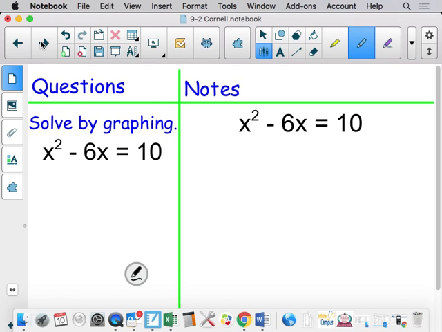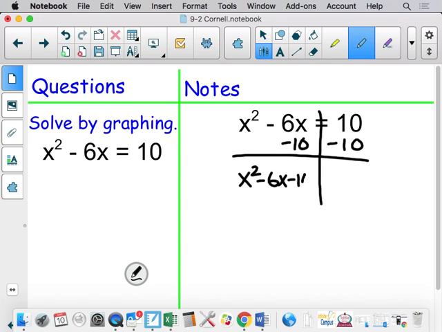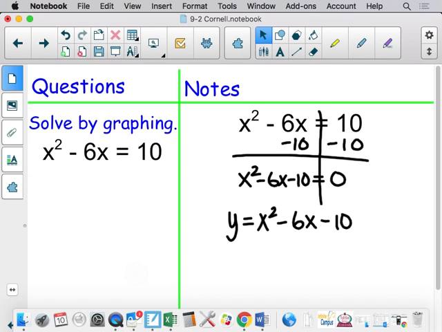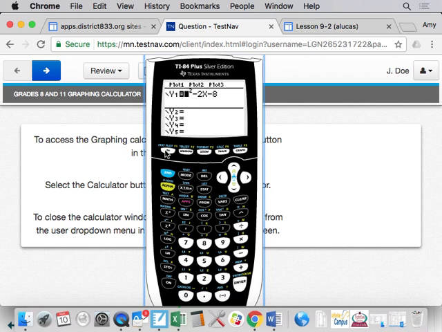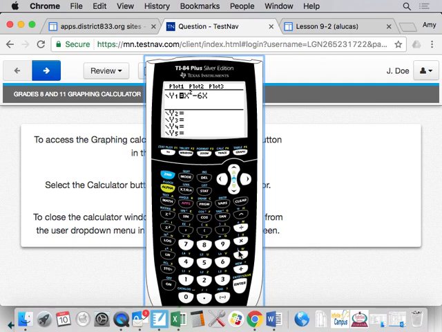Our next quadratic, you may notice, has not been set equal to 0 yet, so I need to move the 10 over to the other side so that I have x squared minus 6x minus 10 equals 0. So I'm entering in y equals x squared minus 6x minus 10. We have to have the entire quadratic on one side. It has to be set equal to 0 to find the zeros for the function. Back to the calculator. So y equals, I can clear this one. Now I need x squared minus 6x minus 10.